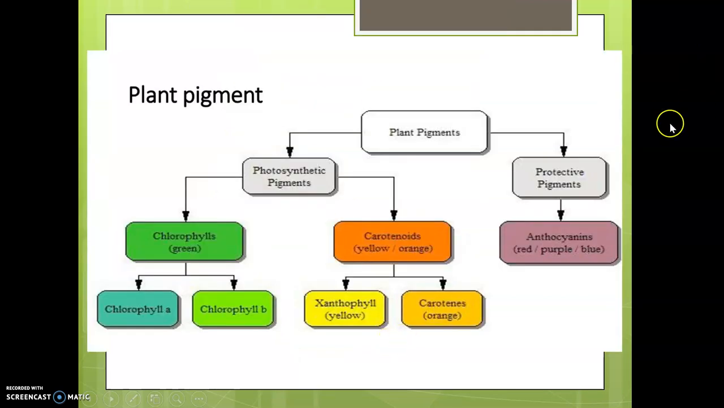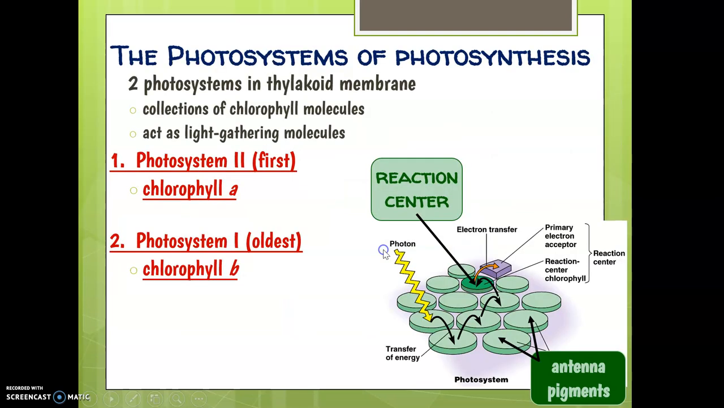So this is just to give you examples of plants. So plant pigments that are protective, it's just going to be your reds, your purples, your blues, and then your actual photosynthetic ones is where you're going to get your chlorophylls, A and B, and then your carotenoids.